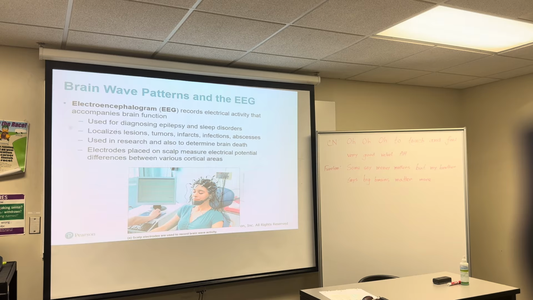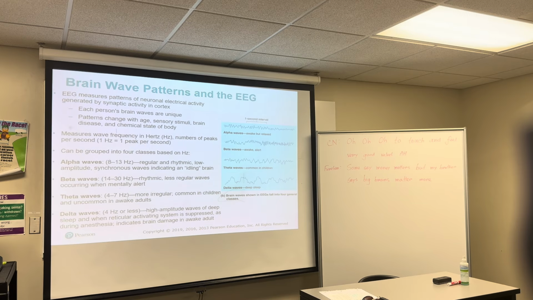So now let's talk about the brain wave patterns. Have you ever heard of all these different brain wave patterns: alpha, beta, gamma, delta? When you are trying to learn meditation, you will probably start learning about all these different types of waves. So we are going through all these waves. What about the alpha wave? This is the regular and rhythmic, low amplitude, synchronous wave indicating an idling brain.